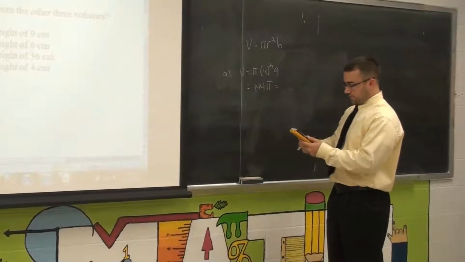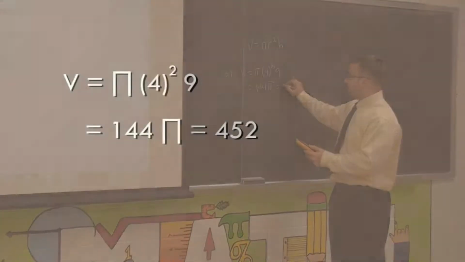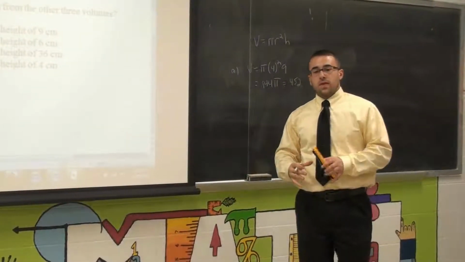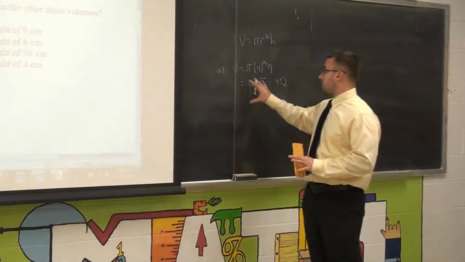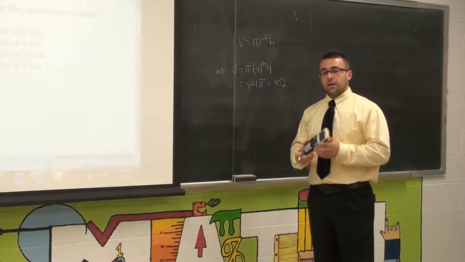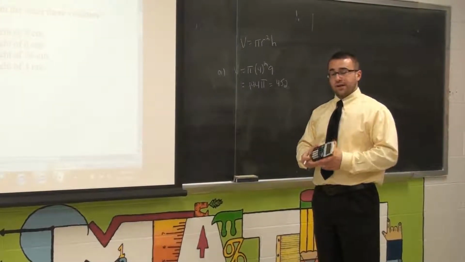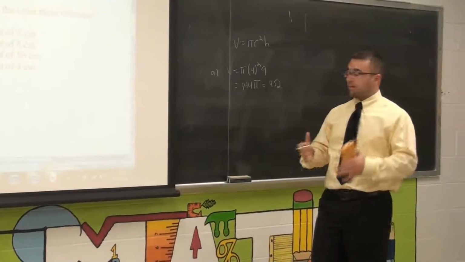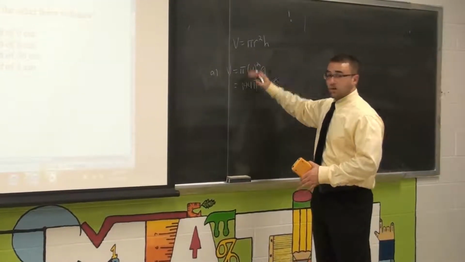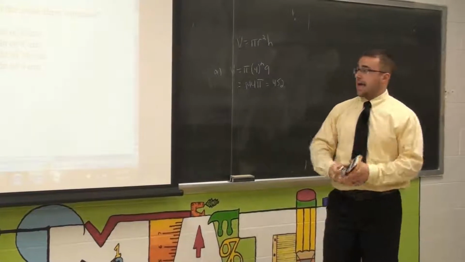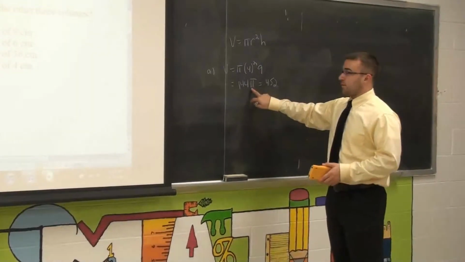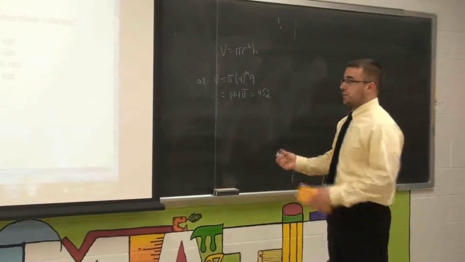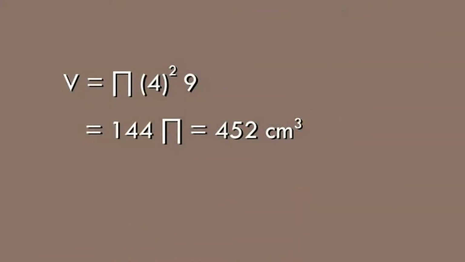If you multiplied it fully out, it would have been fine. You would have got roughly 452. It's very important that on the HSPA you use the calculator. The calculator is an efficient, effective way to do mathematics very quickly. You don't want to waste your time on little things, multiplying this out step by step. If you're given a calculator, absolutely use it. So we have 144 pi or 452. Remember our units: we're dealing with volume, so we're dealing with cubics. So we're going to have cubic centimeters.